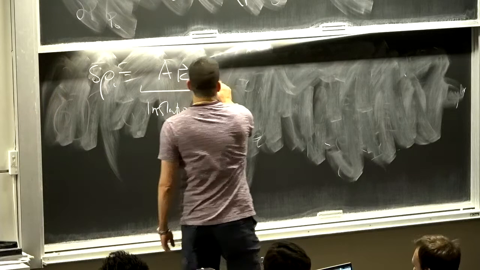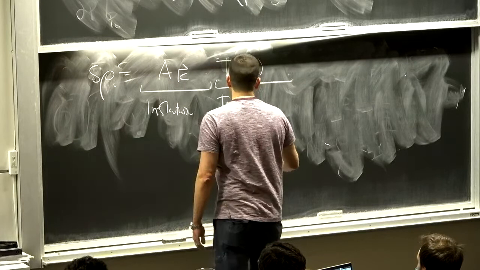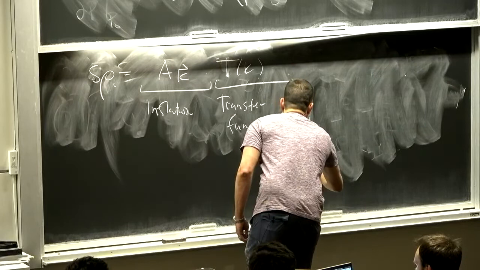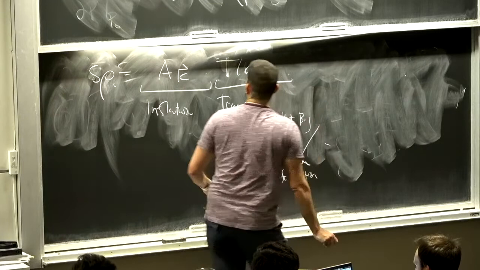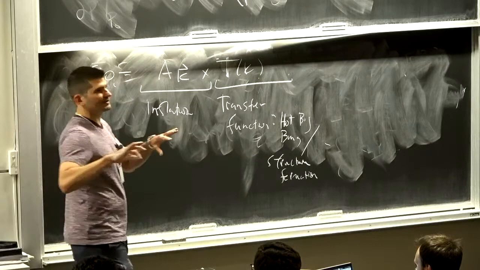This is called a transfer function. This encodes all the hot Big Bang stuff, and then later structure formation, okay? So the key is that these two things factorize. There's the physics of inflation, and there's the physics after inflation. They factorize, and that's part of why we're going to be able to measure things really nicely in cosmology.